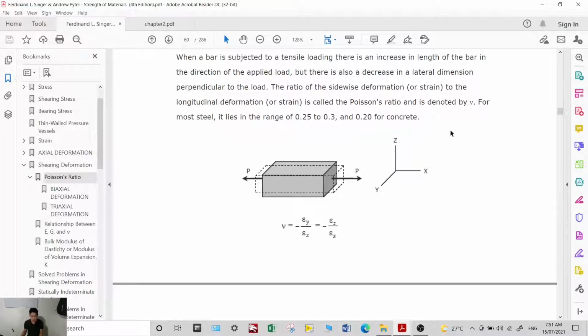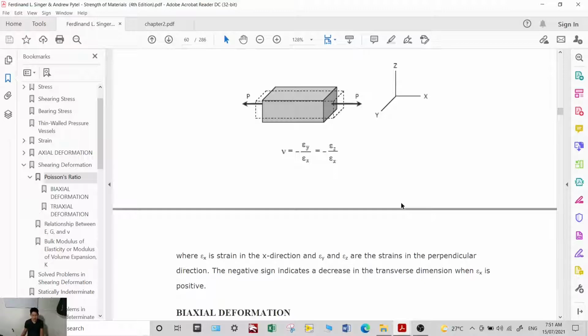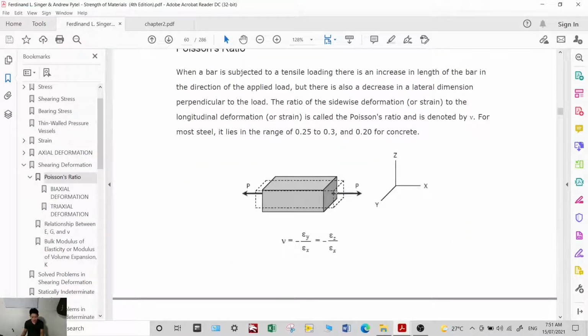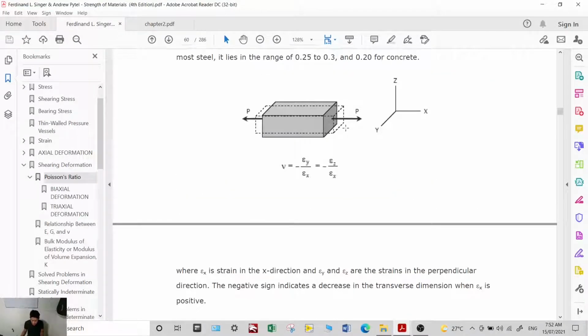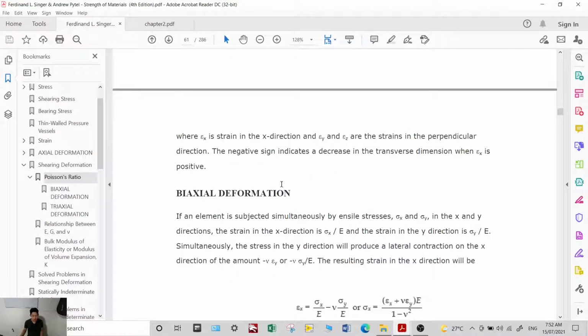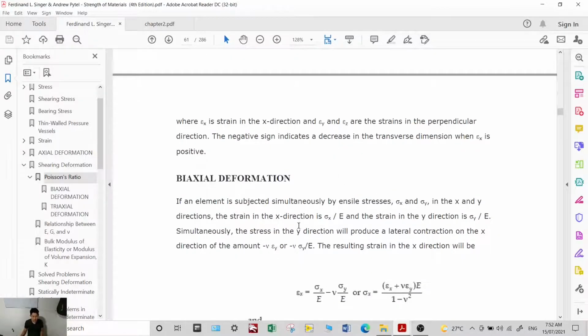Usually, for most steel, the value of v, the Poisson's ratio, lies within 0.25 to 0.3, and 0.2 for concrete. Okay? So, this is for one force applied in the x direction. How about if you apply a force in the x direction and also in the y direction? So that is two forces. This is what you call the biaxial deformation.